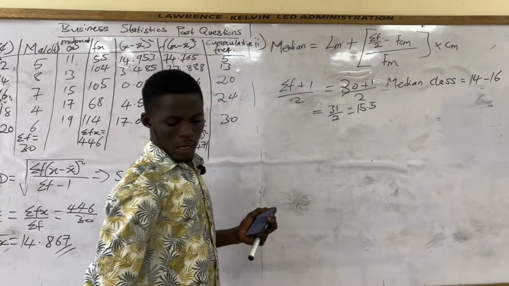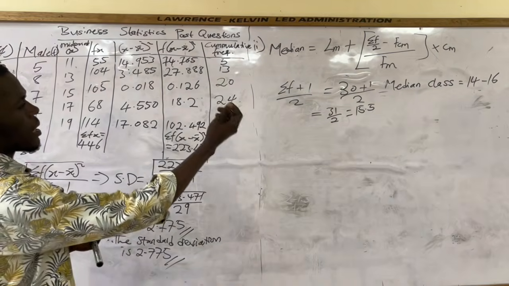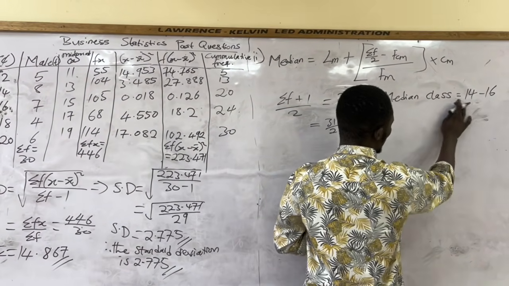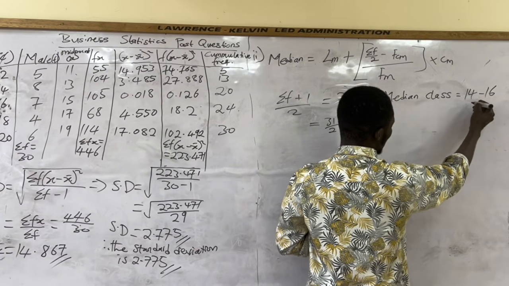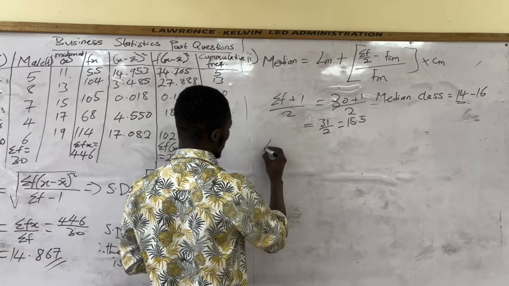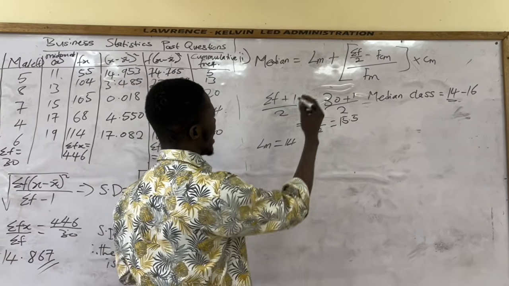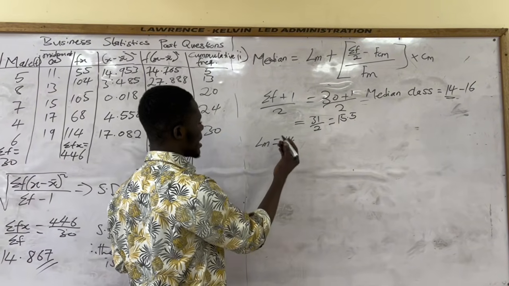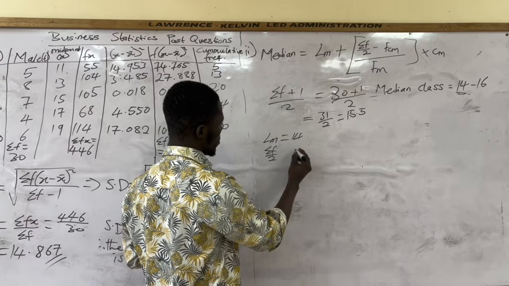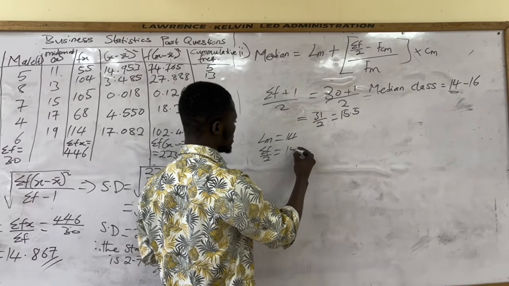So we say that our LM is the lower class midpoint of the median class, and this is the median class. So the lowest class limit is 14. So our LM equals 14. Now our sigma F divided by 2 will be 30 divided by 2, giving us 15.